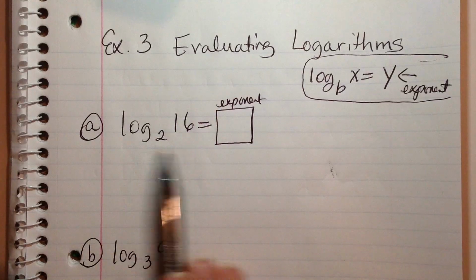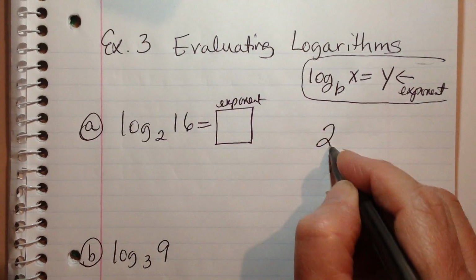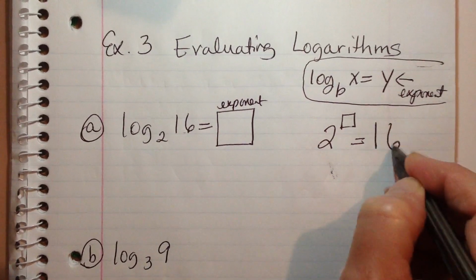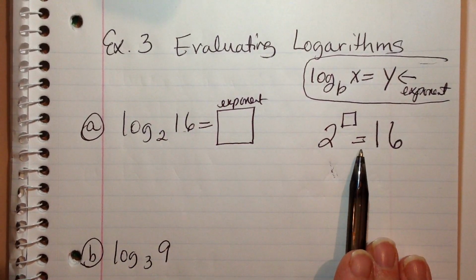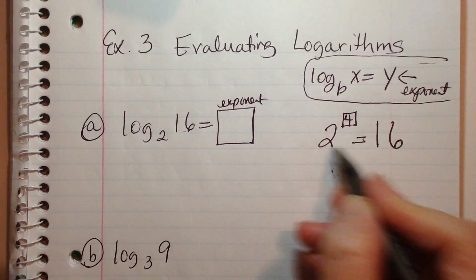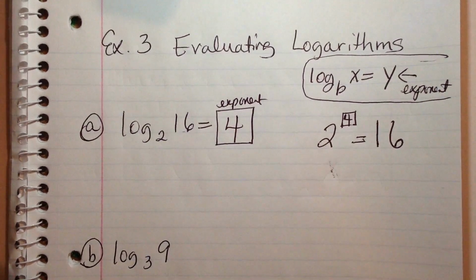So, to do this, I'm going to convert to exponential. 2 raised to what exponent gave me 16? That's changing it to exponential form to help me determine what my answer is. Well, 2 raised to what power gives you 16? Well, let's think about it. 2 times 2 is 4. 4 times 2 is 8. 8 times 2 is 16. 2 to the 4th is 16. So if I evaluate this logarithm, my answer would be 4.